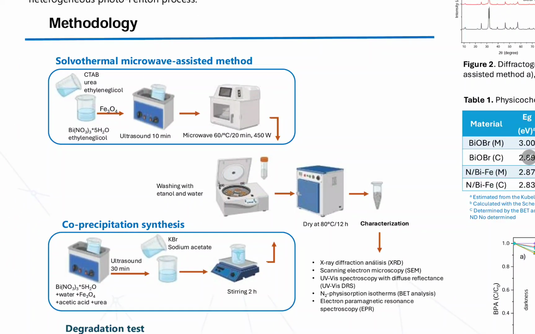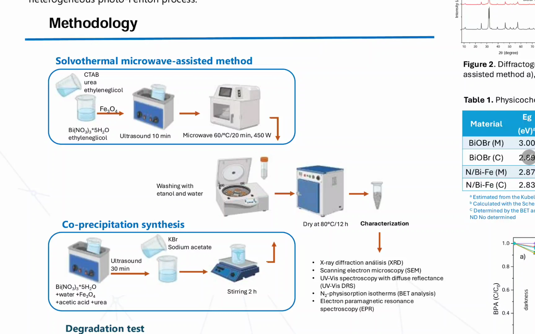Here in the methodology, we describe both methods. First, we have the isothermal microwave-assisted method. In a small reactor, we add in one beaker CTAB solution, urea and ethylene glycol, and in another beaker we have the bismuth precursor and ethylene glycol. The first beaker is added to the second, and then we add the magnetite. Then it is put in ultrasound for 10 minutes, and then it's passed to the microwave at 100 to 160 degrees for 10 minutes, and then it's washed with ethanol and water. Then it's dried at 80 Celsius degrees for 12 hours.